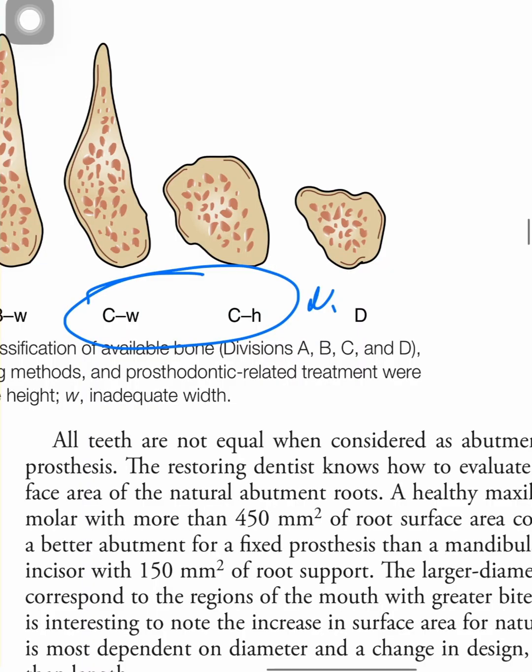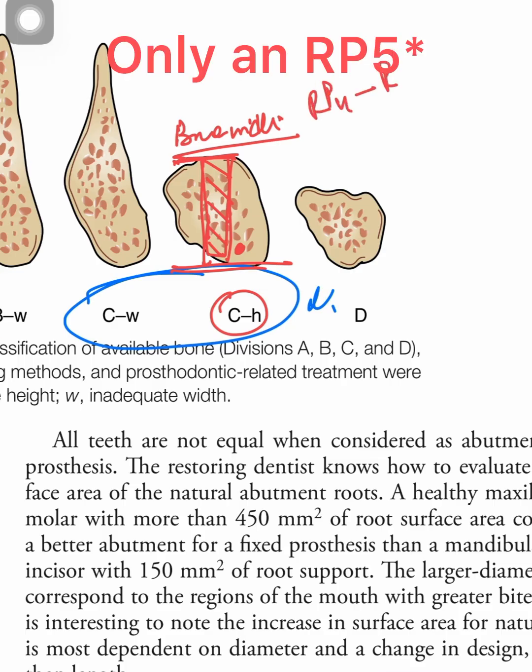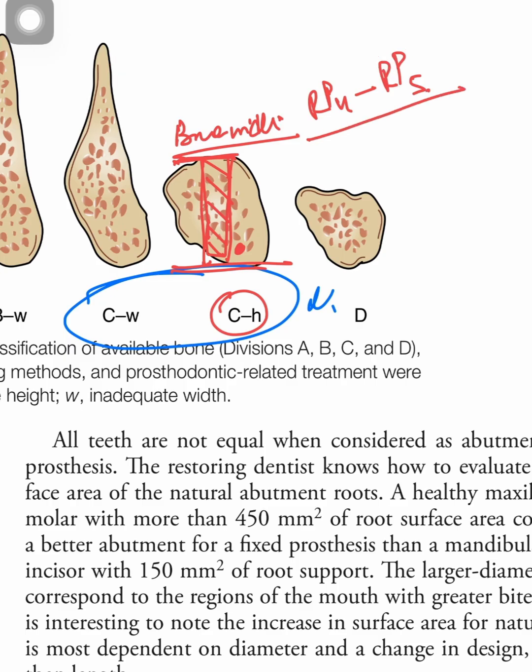See, this is the CH type. So here you can see if there is no anatomical barrier over here, you can easily place an implant because in most cases CH type you will have sufficient bone width. However, with this approach you can only deliver an RP4 or RP5 prosthesis because the crown height space is significantly more.